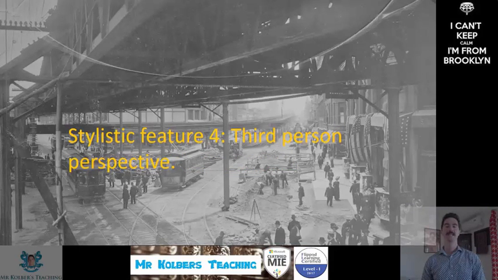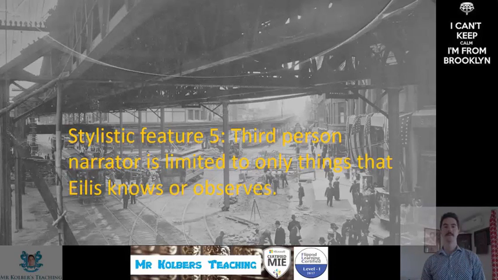Alright, stylistic feature 4 is really easy. Obviously it's just written from a third person perspective, so it's not "I did this", it is "Eilis did this": she walked to the shop, she thought this, she felt this, she considered this. Stylistic feature 5, third person narrator is limited to only things that Eilis knows or observes. So there's no breaking down the fourth wall in terms of describing it as a play. He never suggests anything that she doesn't know, he never explains beyond what she understands, and he never goes back to things that she hasn't considered.